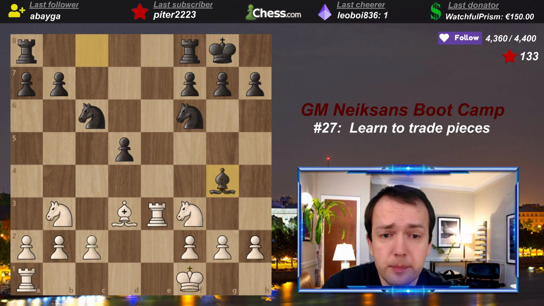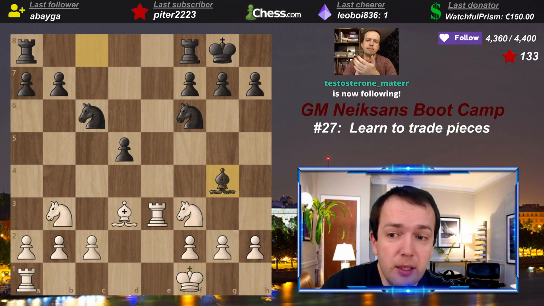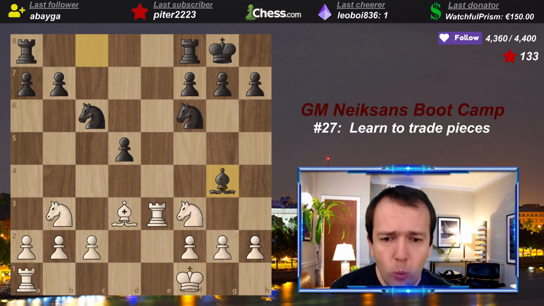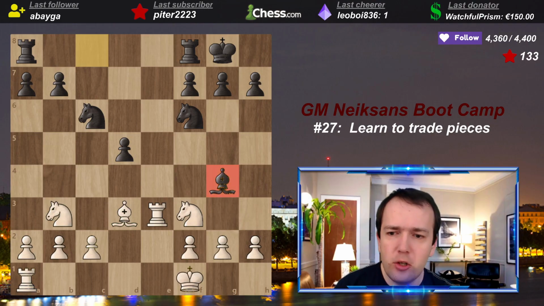This is very important. All light pieces? Yeah, have at least one knight on d4. And remember, we don't ever want to trade this terrible bishop. Never. It's one of the worst pieces in the position.